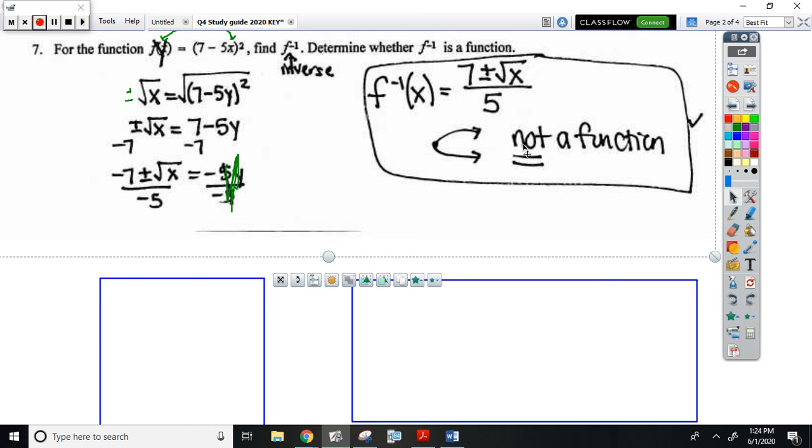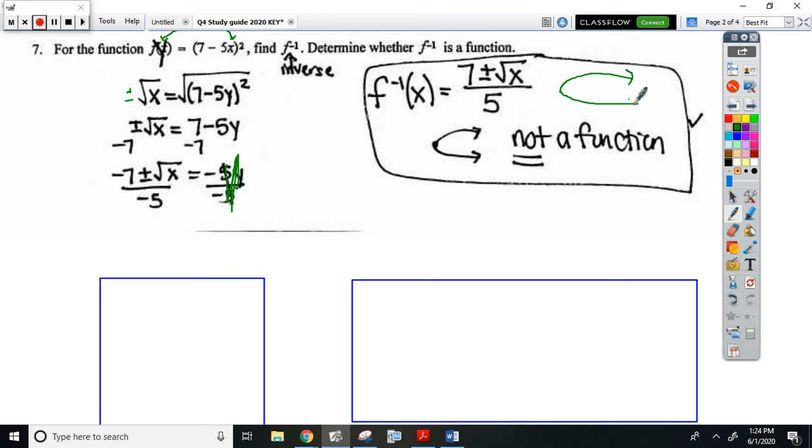And then it does ask you, is the inverse a function? So there are two ways we learned to do this. The first one is just to think about what this graph would look like. Remember, square root graphs make a half of a parabola, so that positive square root would look like this. The negative square root would look like this, and so this is not a function because it would fail the vertical line test. You also can use the horizontal line test on the original function if you'd like.